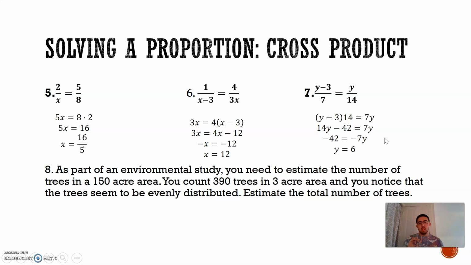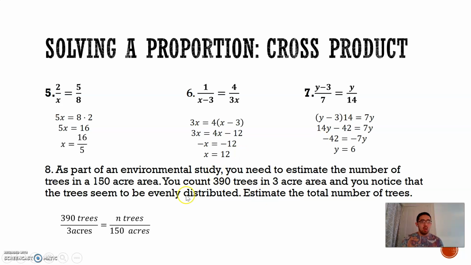Okay? So remember, these are all your homework answers of all the things that I've assigned. All right? As part of an environmental study, you need to estimate the number of trees in a 150-acre area. You count 390 trees in a 3-acre area, and you notice that the trees seem to be evenly distributed. Estimate the total number of trees, okay?